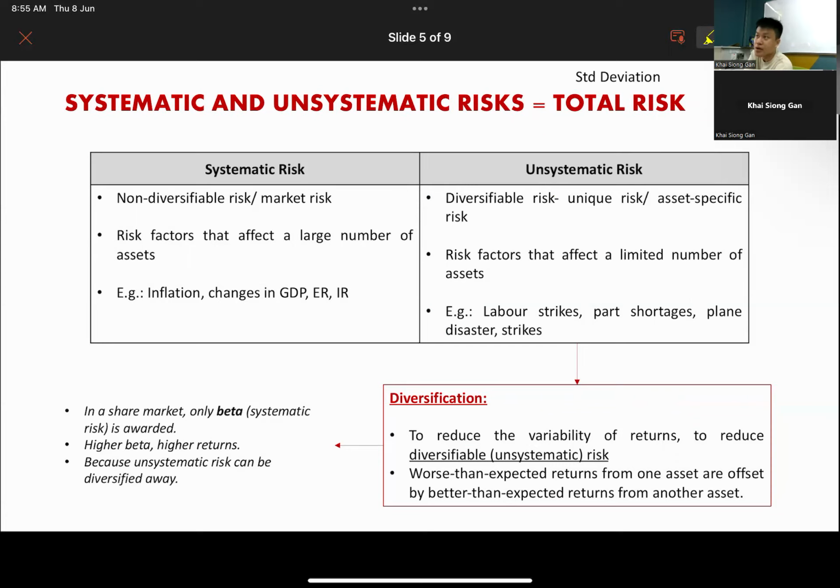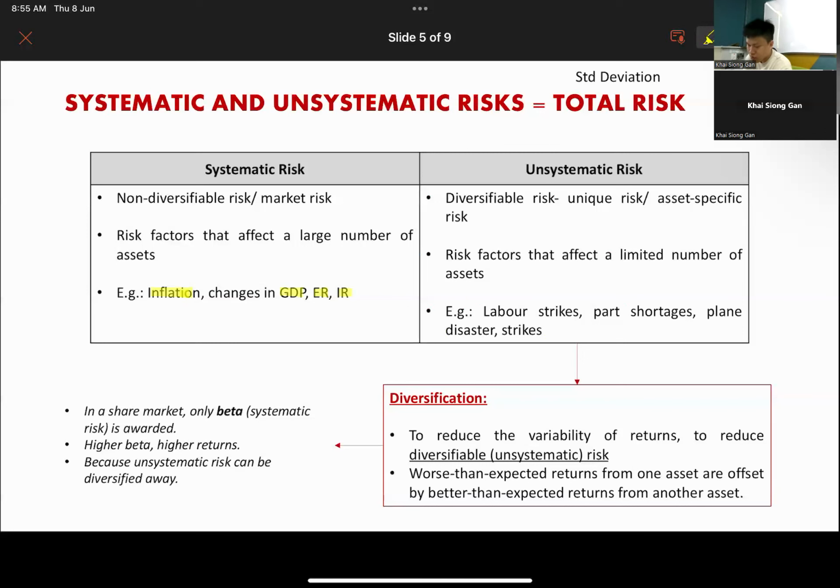For example, macro issues happening in the country are considered systematic risk: rising inflation, the change in GDP, whether the country is doing well or badly, the exchange rate or the interest rate in the country. All these are part of the macro issues which none of us can avoid. Therefore, we call it systematic risk.